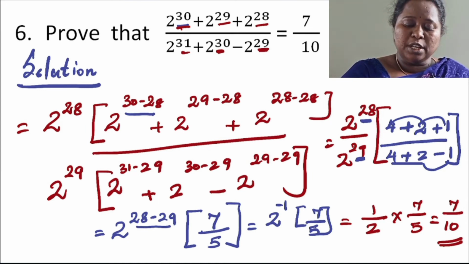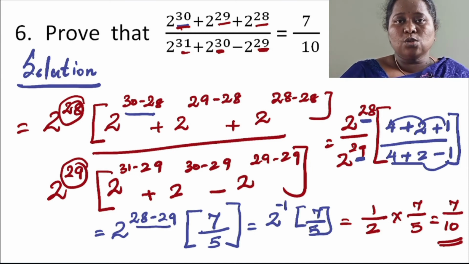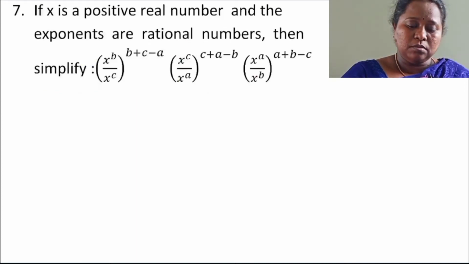So in the numerator I have 2 power 28 and in the denominator I have 2 power 29. So 28 minus 29, I will get 2 power minus 1. So 2 power minus 1 can be written as 1 by 2. So 1 by 2 into 7 by 5, I will get 7 by 10. The next sum.